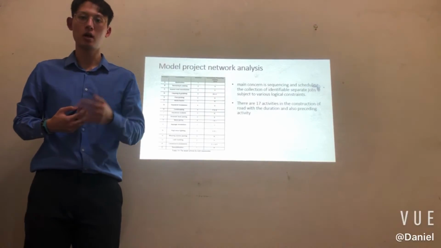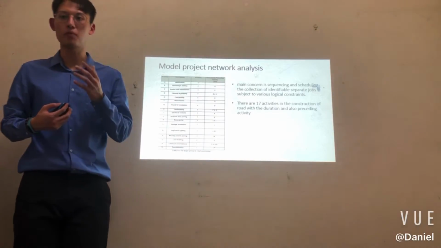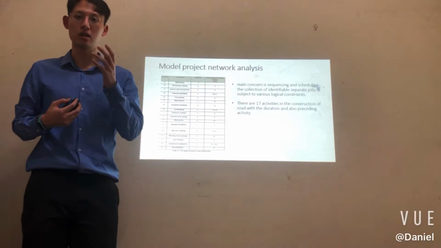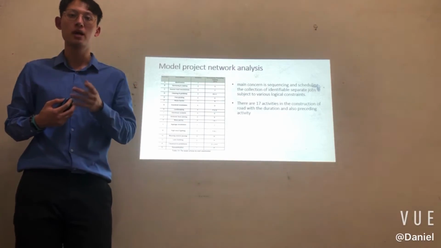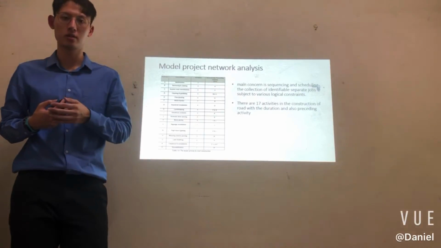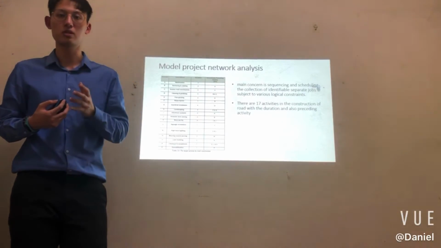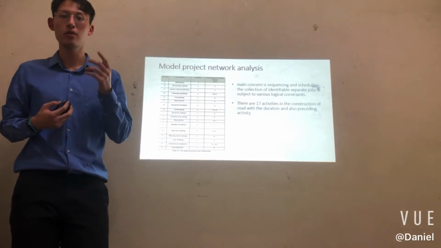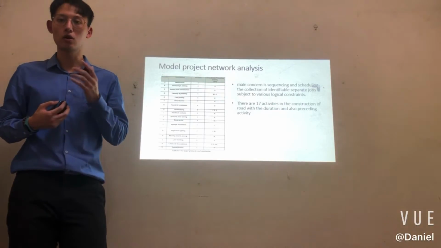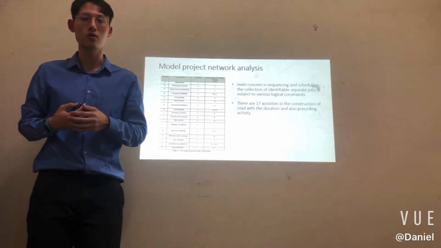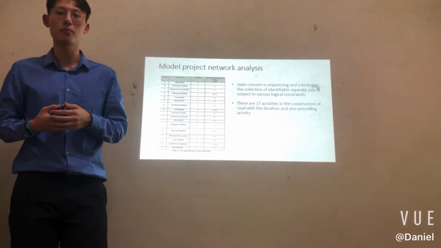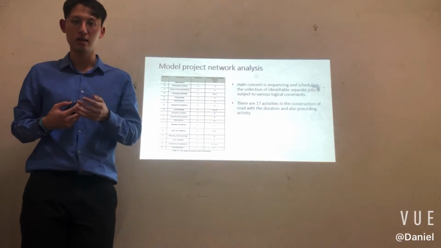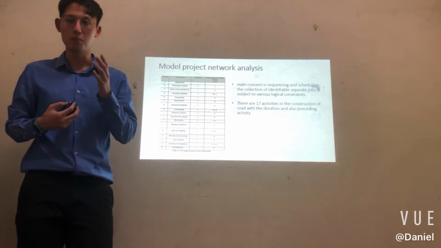In this scenario, I will select project network analysis to solve the problem in operational research, because the main concern is sequencing and scheduling the collection of identifiable separate jobs subject to various logical constraints. I have drafted the major process of the road construction in table 1.0 to give an overview. There are a total of 7 activities in the construction of roads, with their durations and preceding activities. From table 1.0, you can see the project will start from mobilization, surveying and staking, access road construction, until demobilization.